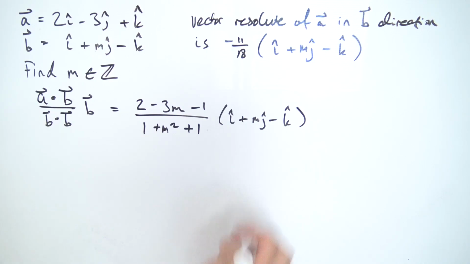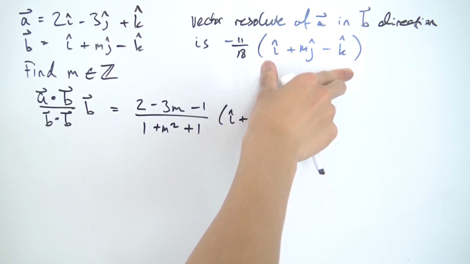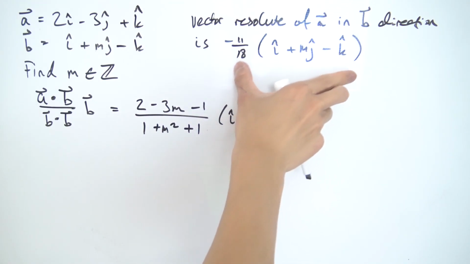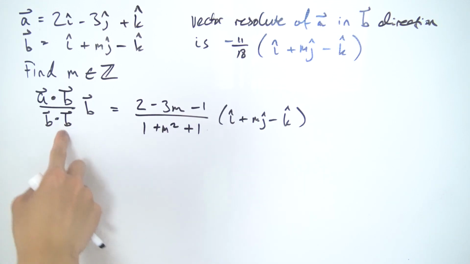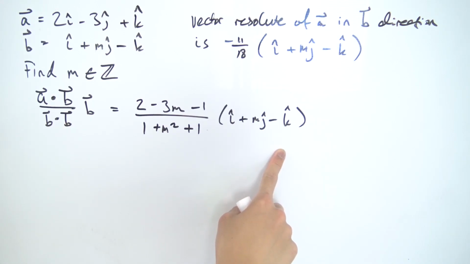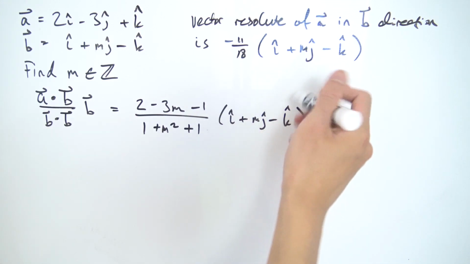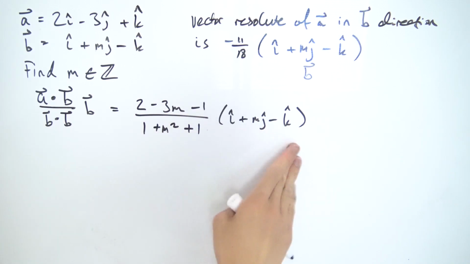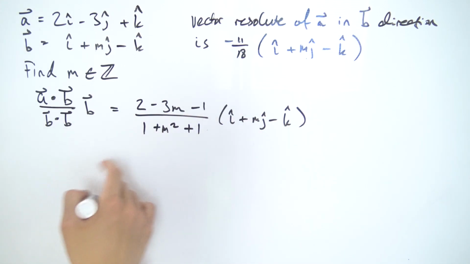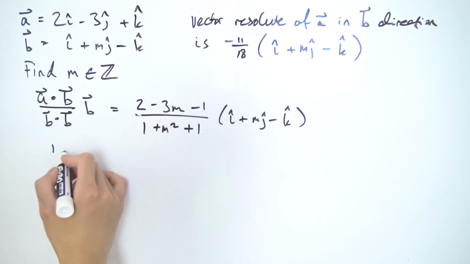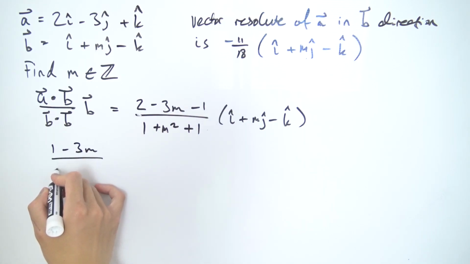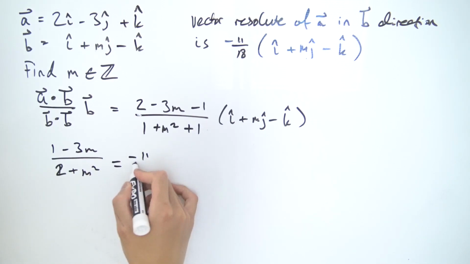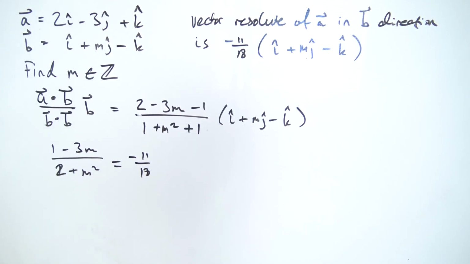But notice one cool thing. The vector right here that they give you is the same thing as b. Remember this is the vector resolute of a in the direction of b, and we have b over here as well as b over here, so the scalar multiples in front of the vectors must be the same. So in fact, 2 minus 1 is just 1, then minus 3m over 2 plus m squared is equal to minus 11 over 18, and this is what we have to solve.